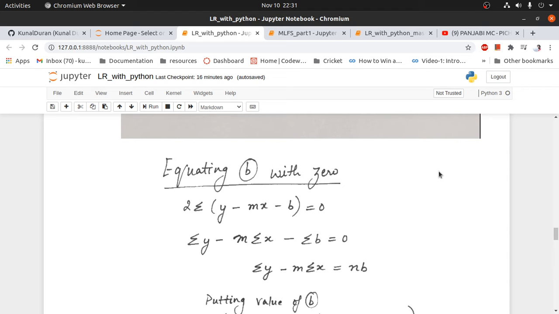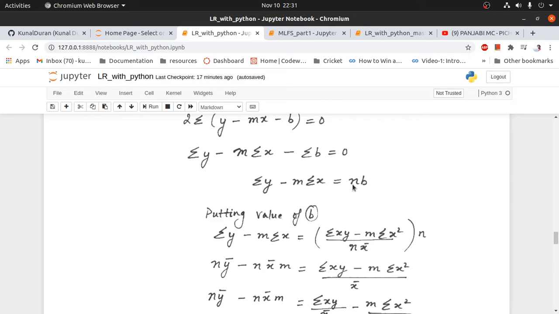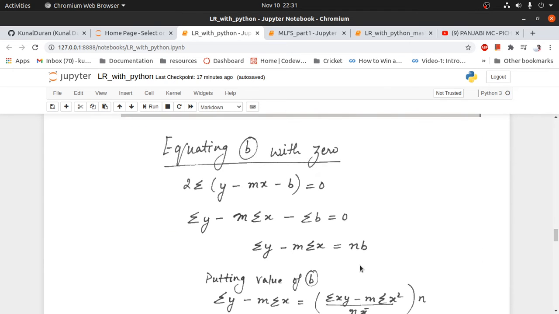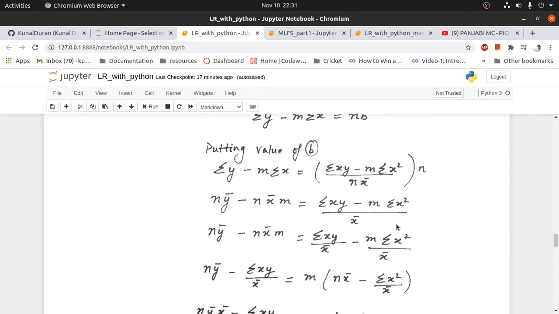Bias is constant and we are adding all the biases. So rather than saying 10 plus 10 plus 10, we can say 3 into 10. That's what we are doing, the number of b's into b. That's why we replace sigma b with nb, where n is the number of data points. So putting the value of b from here into this equation.